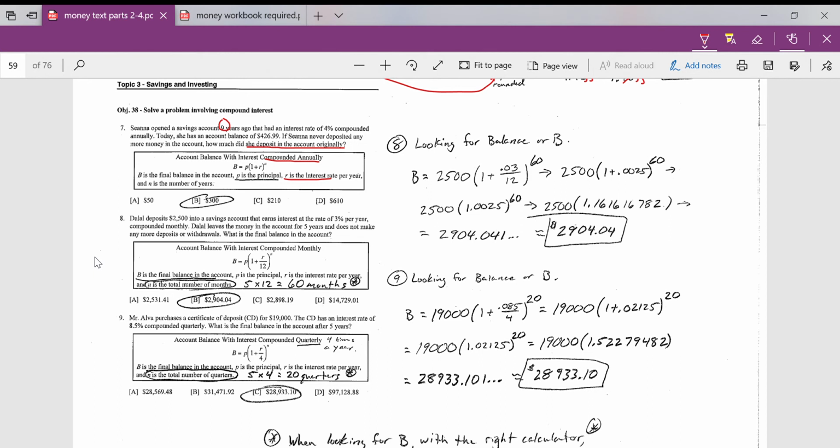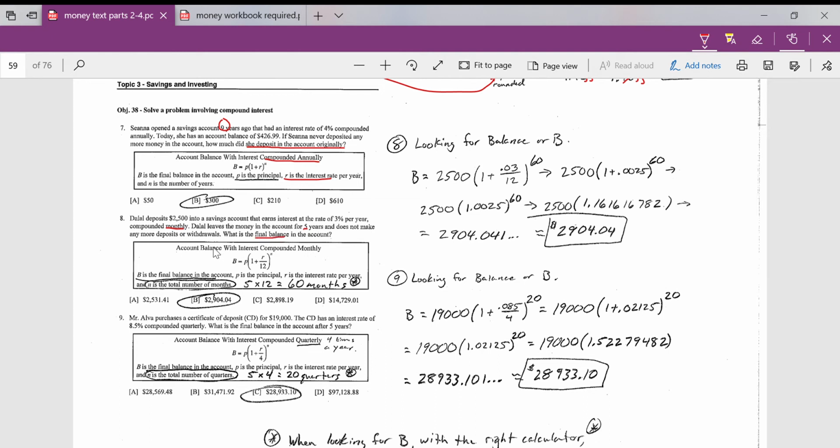It says they deposit $2,500 in a savings account that earns 3% per year, compounded monthly. You're going to see how that changes in the formula, and you're not going to need to know why the formula changes or when to change it. It's going to give you the formula. They leave the money in the account for 5 years, and they do not make any more deposits, so they just let this money grow. It says, what is the final balance?